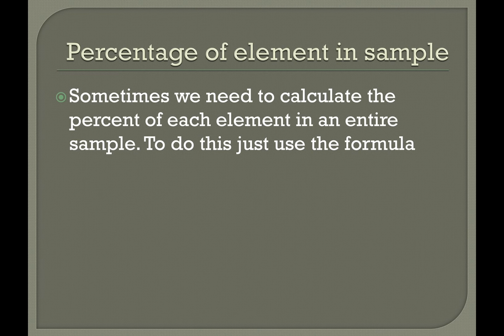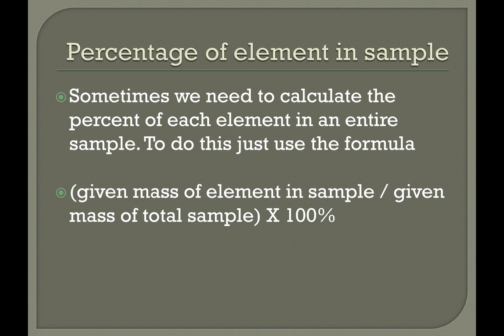Sometimes all we need to do is calculate the percent of each element in the entire sample. So to do this, we're going to use a simple formula, and this is at least in some form of the equation that's given to you on Table T. And in simple forms, we've used this in lab a couple times this year. In real simple form, to find percent composition, it's always part over whole times 100.